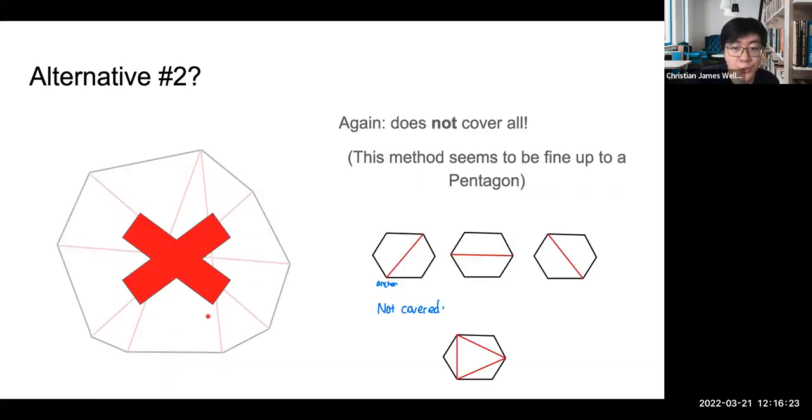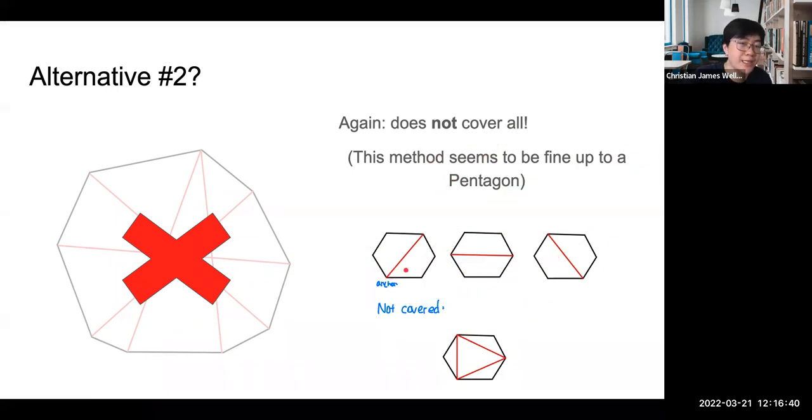So the answer is no, right? It does not cover the method again. Last time when I tried this approach, I think I tried up to a pentagon and it seems fine. But if, for example, I have 6, a hexagon like this, right? Like a hexagon, this is the anchor point.